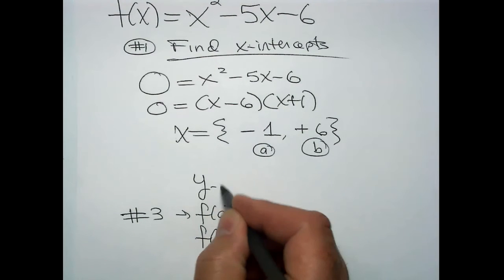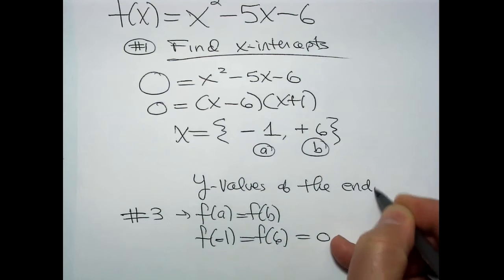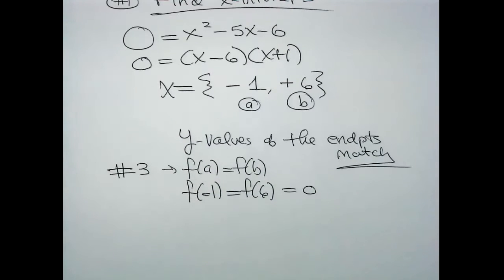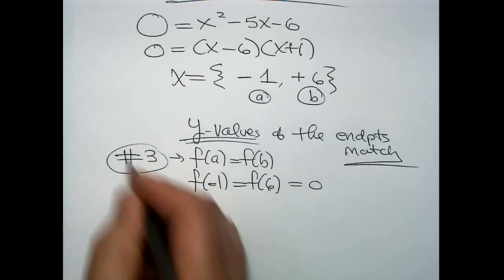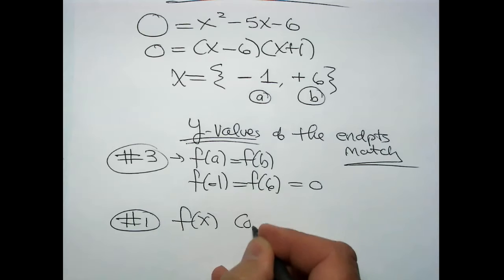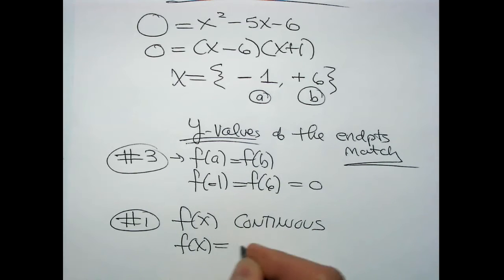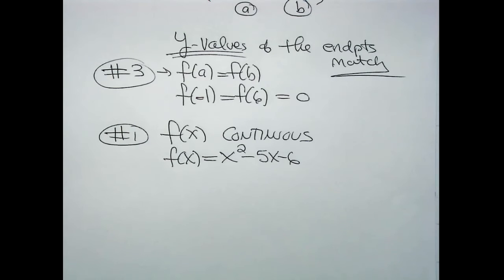So basically, the y values of the endpoints will definitely match. And that is a requirement of Rolle's theorem. You can't really do it without the y values matching. Well, we skipped ahead. Let's go to the first requirement. Is f of x continuous? Now, this time you have an algebraic expression. You have a function written down. You need to prove to me that it's continuous.